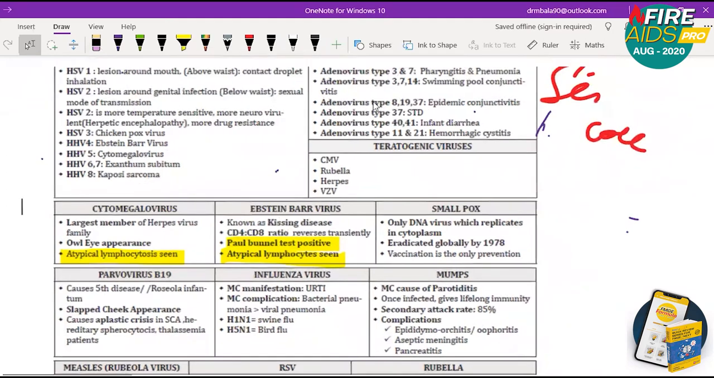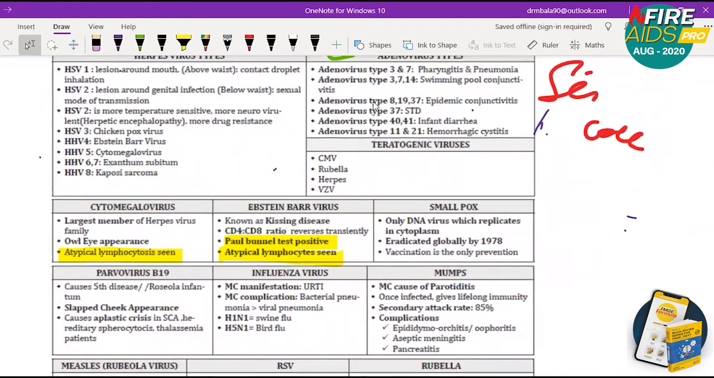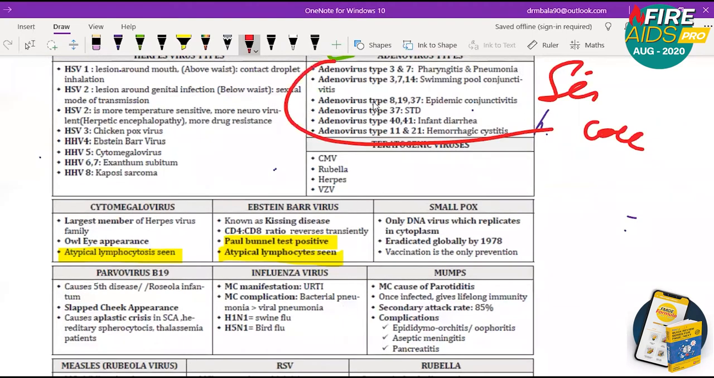Okay, before jumping to other things, what we missed here is the adenovirus table. This adenovirus table is nothing but the different types of adenoviruses and what they cause. Out of all the diseases, the most important one is swimming pool conjunctivitis. Swimming pool conjunctivitis is caused by adenovirus 3, 7, 14. For your MCQ, you need to know this point very well.